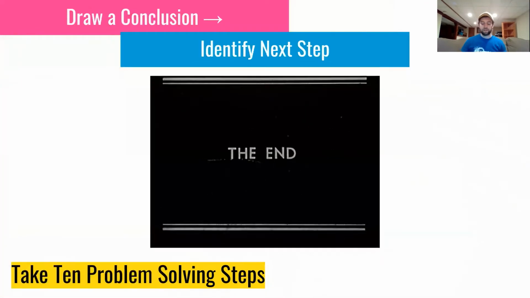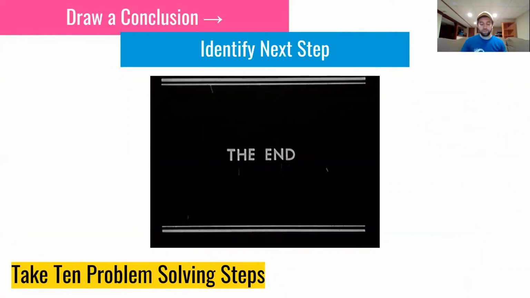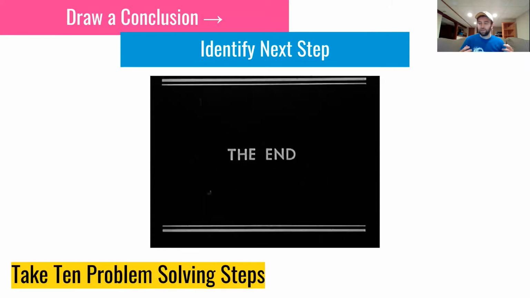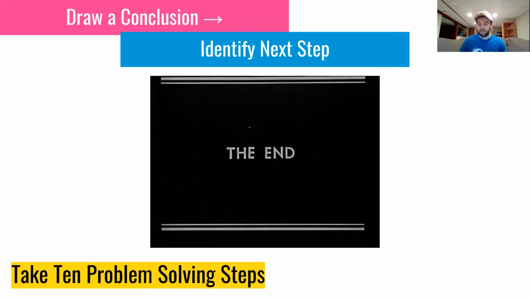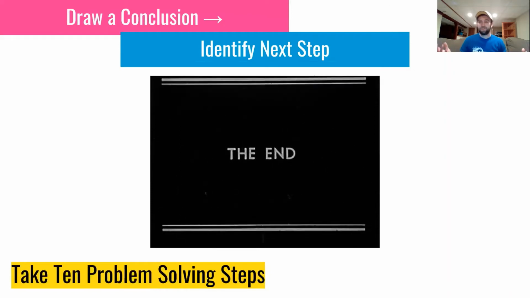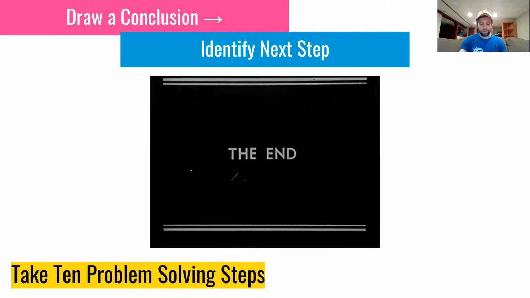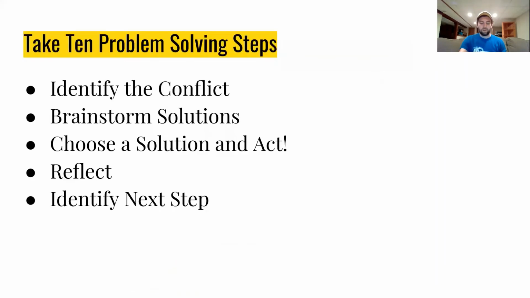It's identifying the next step. So after reflecting, you draw your conclusions from all that you've done. Is the next thing you need to do go back to step 2 and brainstorm more solutions? Or maybe the conflict isn't actually what you thought it was and you need to go back to step 1 to re-identify the conflict. Or maybe everything worked and you're ready to move on. Then that's the next step for you. So these are the steps of the Take 10 problem solving process.